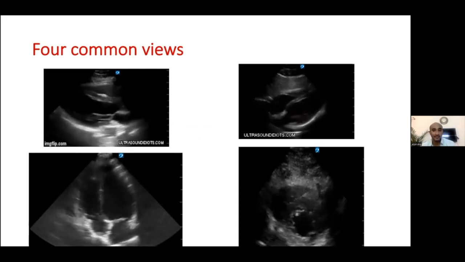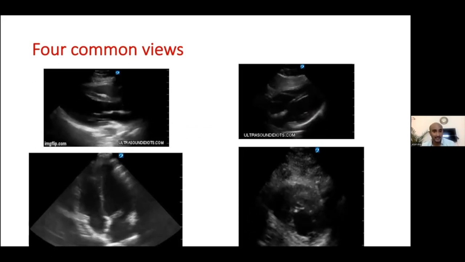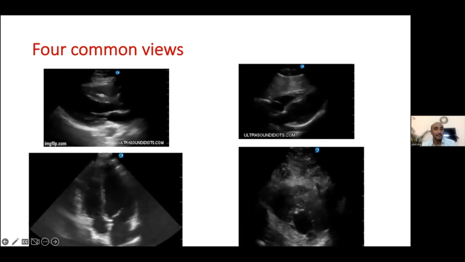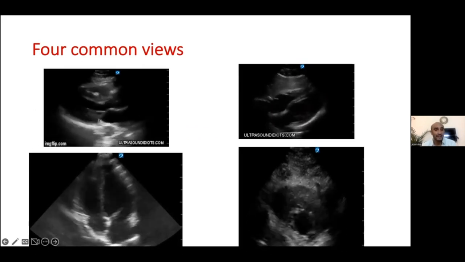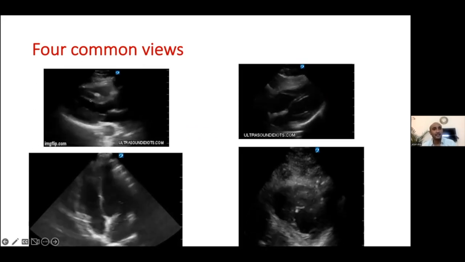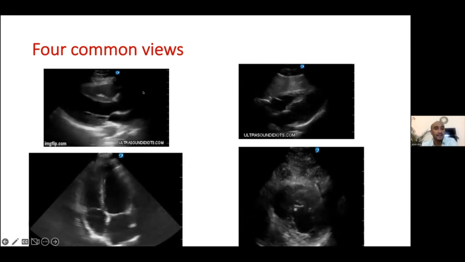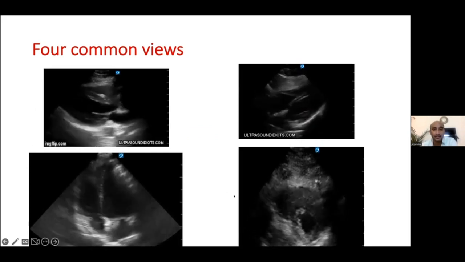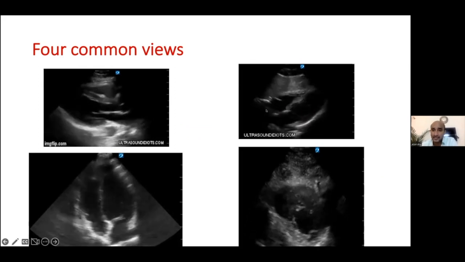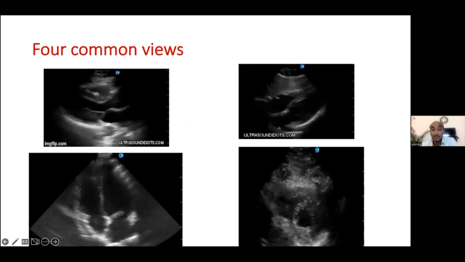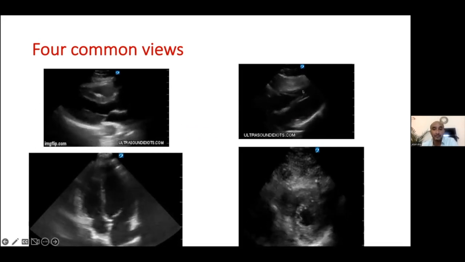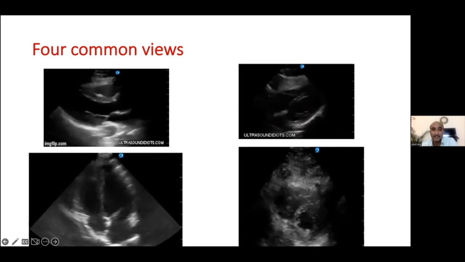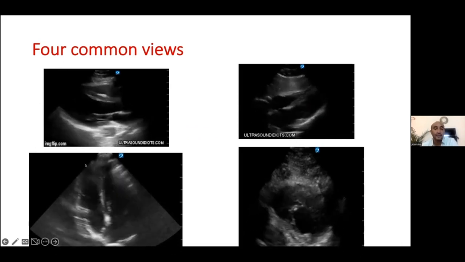The first one is the parasternal long axis view, where we can see the left ventricle, right ventricle, right atrium, and the left ventricular outflow tract. There is the aortic valve and the mitral valve here. This is the subcostal view, which is placed below the xiphoid process. You will be able to see all four chambers again.